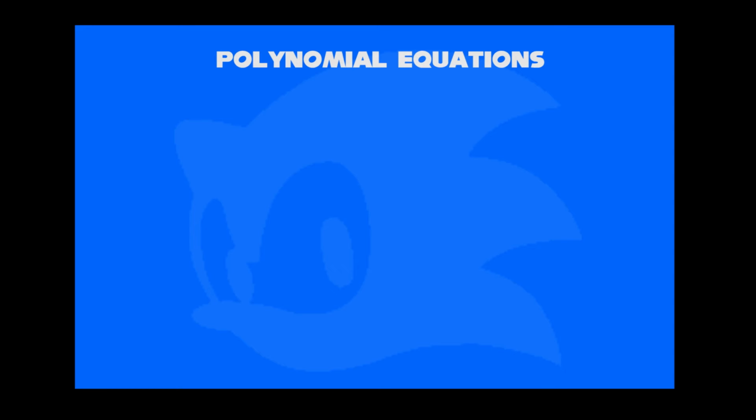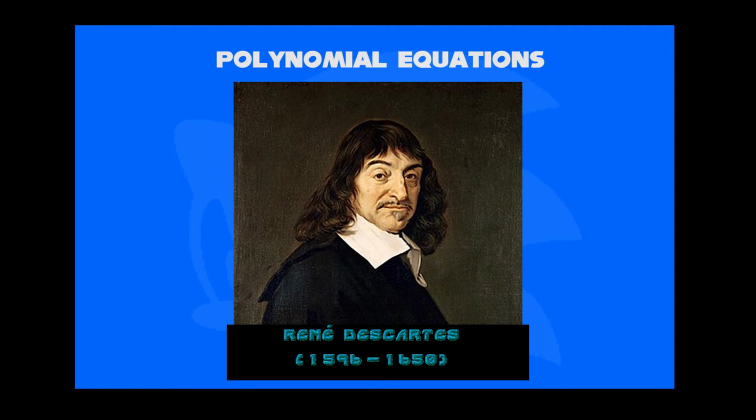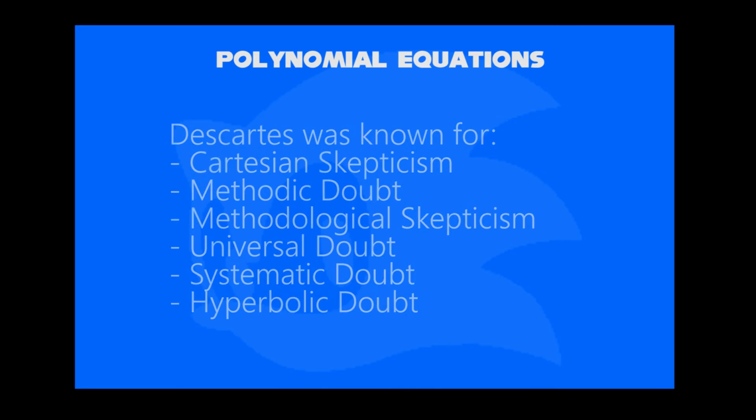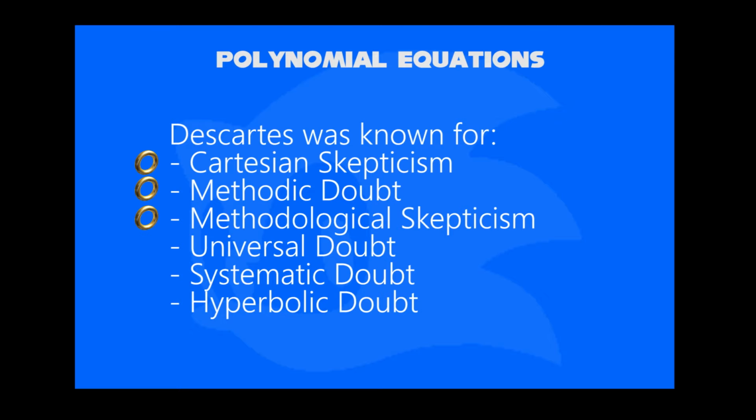This is the longer method, called Descartes' method, which comes from the French mathematician René Descartes, 1596 to 1650. He was known for Cartesian skepticism, methodic doubt, methodological skepticism, universal doubt, systematic doubt or hyperbolic doubt.